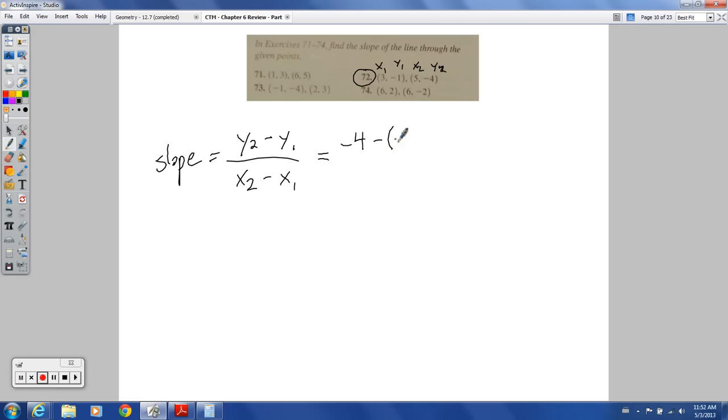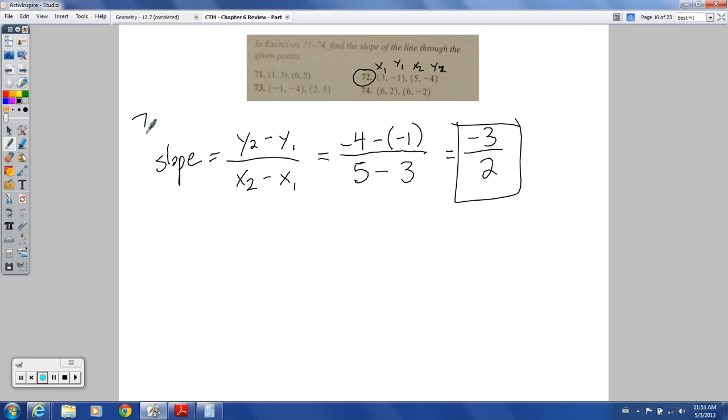Negative 4 minus negative 1. Careful there. If the y values or the x values, the second ones that you pick, have a negative, you've got to plug in a minus and negative. And then here we've got 5 minus 3. This will change to negative 4 plus 1, which would be negative 3. And this would be 5 minus 3, which is 2. So you have negative 3 halves for your final answer there. Forgot to put my little 72 there.